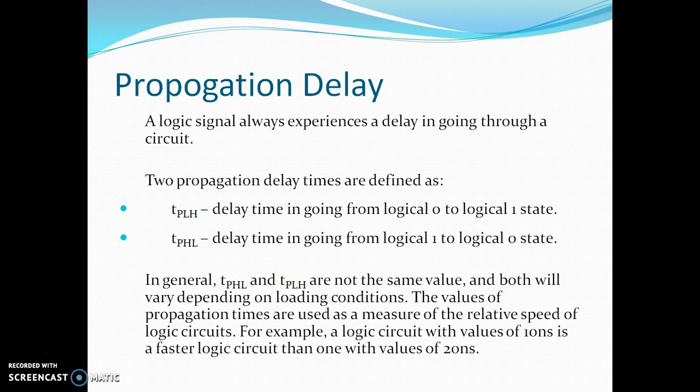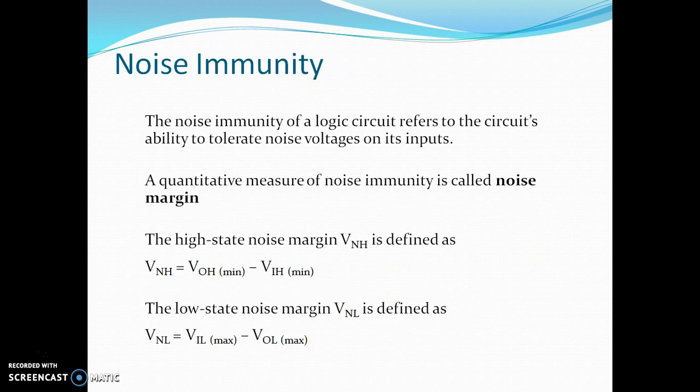Now we'll see the next parameter, that is propagation delay. Propagation delay is the time interval between the input and the output. Basically there are 2 delay times required: one is TPLH and the other is TPHL. TPLH is the delay time between the logic 0 to logic 1 state, and TPHL is the delay time between the logic 1 to logic 0 state. Ideally the propagation delay value should be minimum.